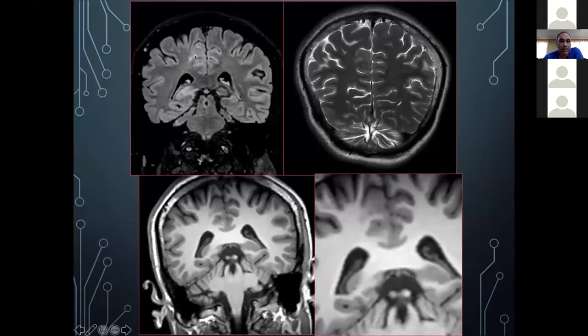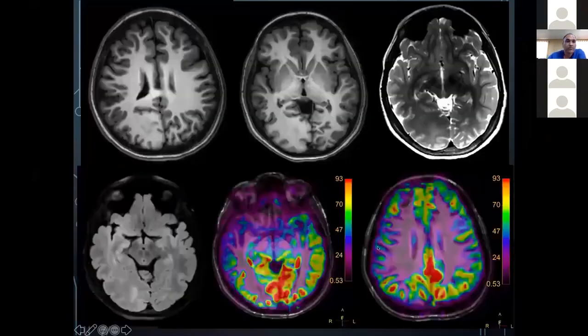Here, look at the abnormality. Subtle signal changes are there. Look at the gray white matter junction here, and on the right side, there's a blurring here. T2 also corroborates with it, and T1 weighted images very nicely demarcate the loss of gray white matter interface as well as the underlying white matter signal abnormalities.